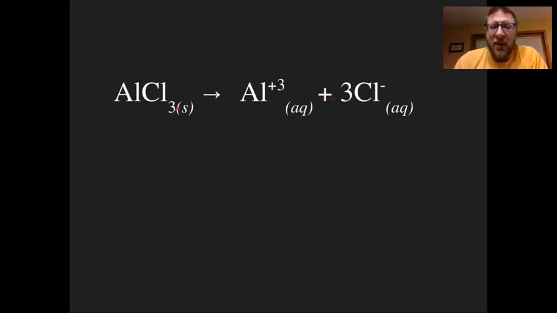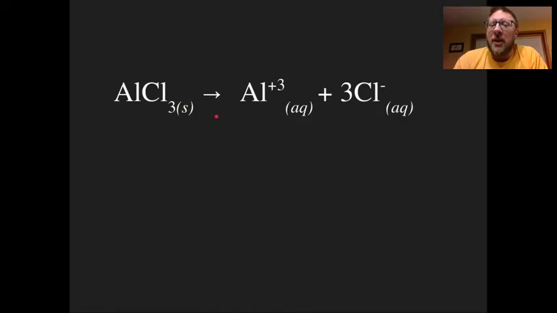Notice the 3 over here is telling us we have 3 chlorides. So I want to make sure I reflect that or represent that over here. So the chlorides, there's 3 on the right side, 3 on the left side. The aluminums, 1 on the right side and 1 on the left side. So the number of atoms are balanced here.